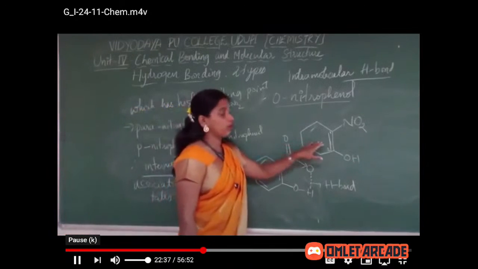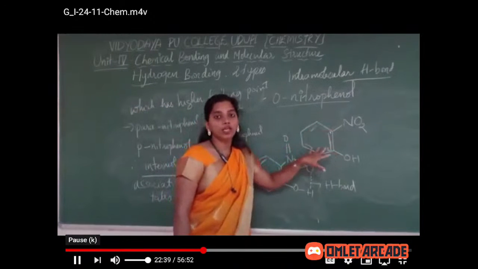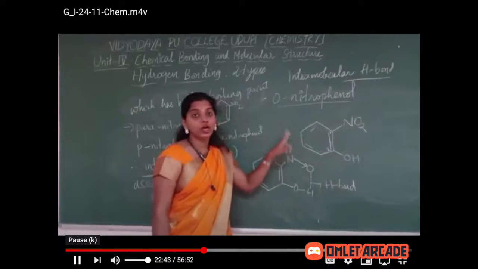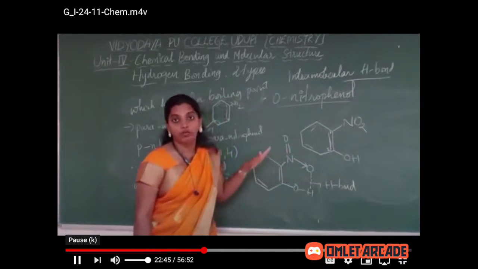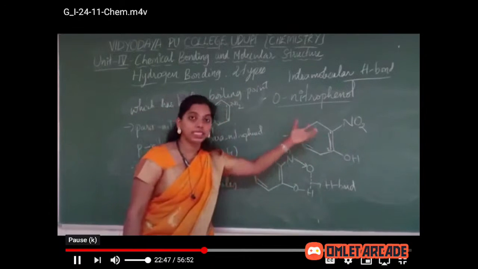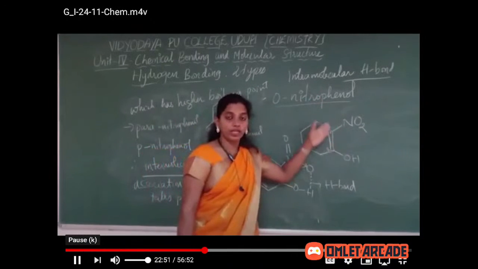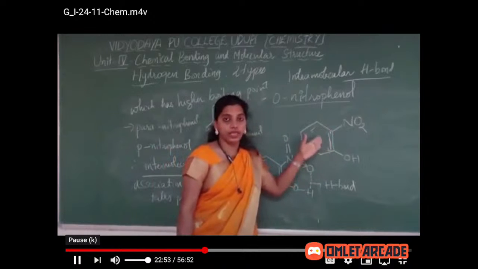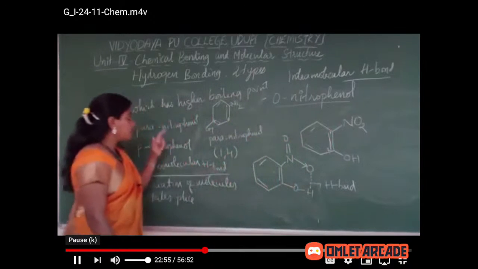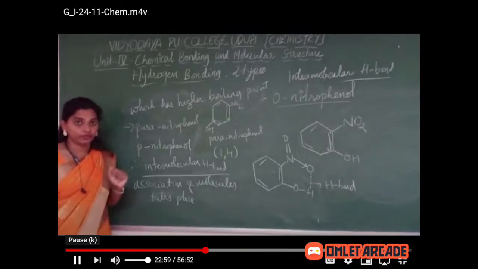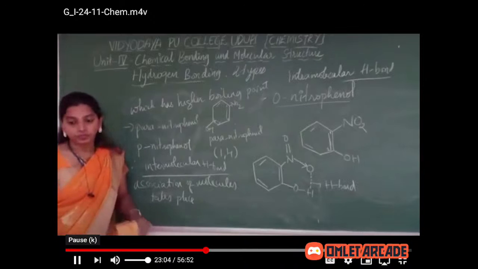Whereas in orthonitrophenol, within the molecule, hydrogen bond will form. Between two different orthonitrophenol molecules, hydrogen bond will not be formed. It remains a single molecule as it is, so the bond can be easily broken. Therefore, paranitrophenol has the higher boiling point. Hope you understood this one.